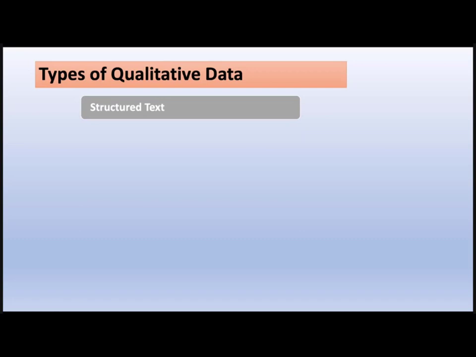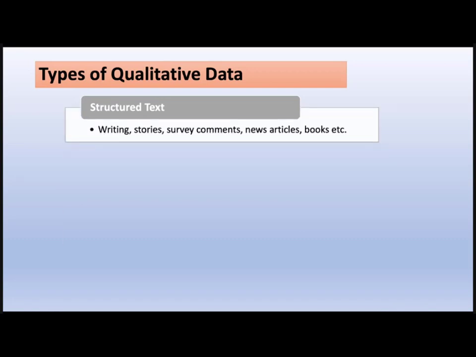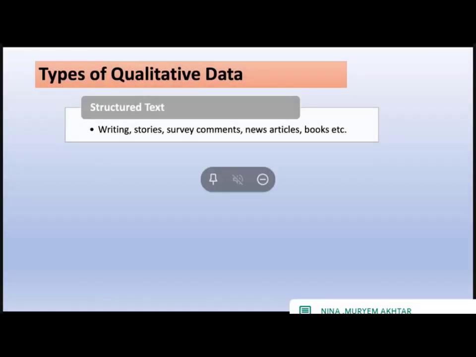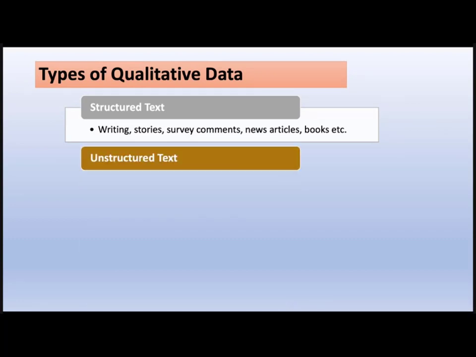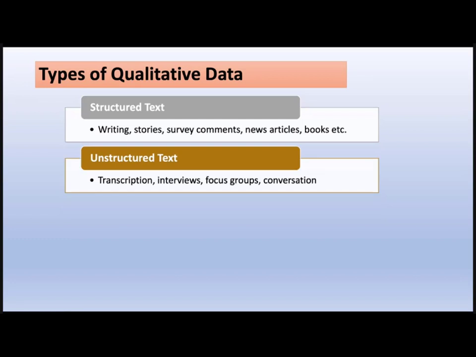We have structured text. For example, we have writing, stories, survey comments, news articles and books. These are the structured items that you are not manipulating. You're not changing them in any case because they're already structured for you. The unstructured one is usually like transcription, because you're changing the mode of verbal expression into words, text. Interviews, because again they are in the form of spoken words, and you're changing them into text, and focus groups and conversation. So you also have a big role in giving it a structure. That's why it's unstructured, and you're responsible for structuring it according to your needs and research approaches.